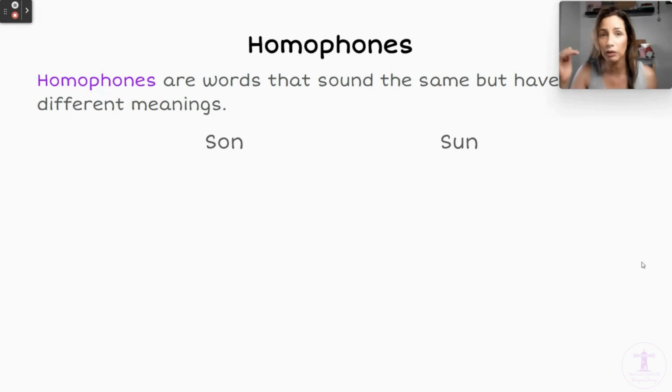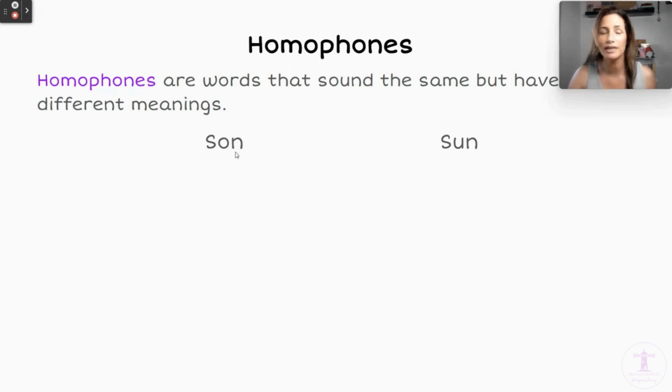We're going to look a little bit at homophones, and then we're going to focus on whose and who's. Okay, those are the homophones we're going to see today. So just first, a couple of examples of homophones.